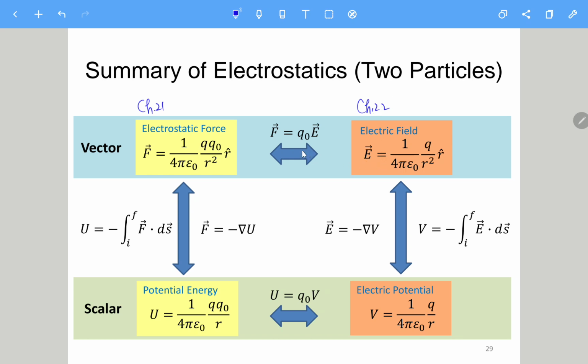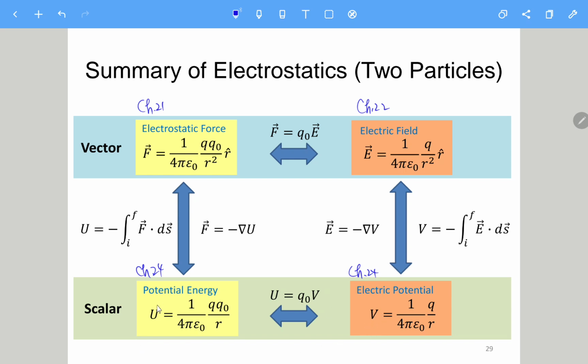For the electric field, at the very beginning, we used the definition E equals F over Q0. That is the original definition of the E field. By this definition, the Q0 cancels, so it turns out that the E field is K times Q over R squared, of course with the R hat. So in chapters 21 and 22, we have these two. And then in this chapter, we learn electric potential and also the electric potential energy.